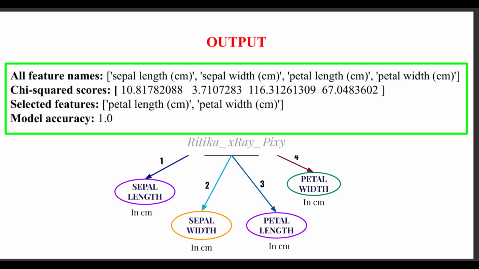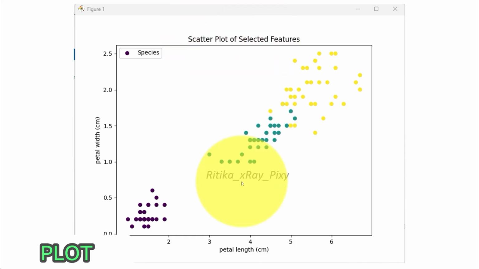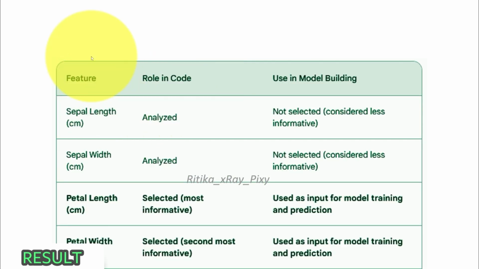So now here we will select the features having the highest score. So among all you can see the highest scores we have are 116.31 and 67.04. That is petal length and petal width. So you can see here now the selected features. We have petal length and the petal width. And further you can see the plot here. You can see here we have the petal length and here we have the petal width, and you can see we have 3 species.